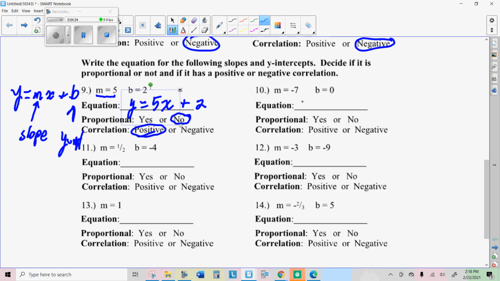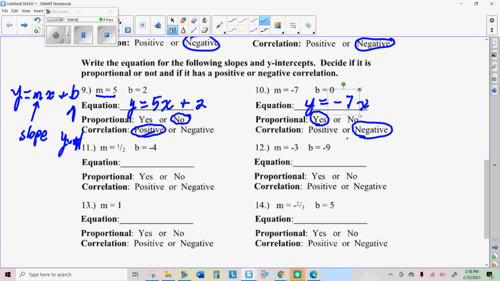All right, on this one, we're going to say y equals, we're going to put m in front of the x, so negative 7x. We could put plus 0, but adding 0 doesn't really change it, so I'm lazy. I'm not going to put plus 0. Is this proportional? Yes, because the y-intercept is 0, and you have just something times x. And because the slope is negative, it's a negative correlation.